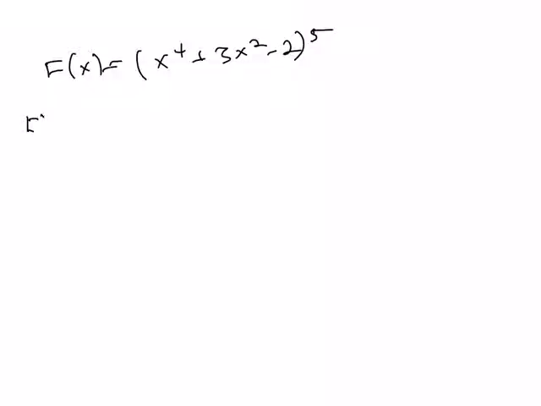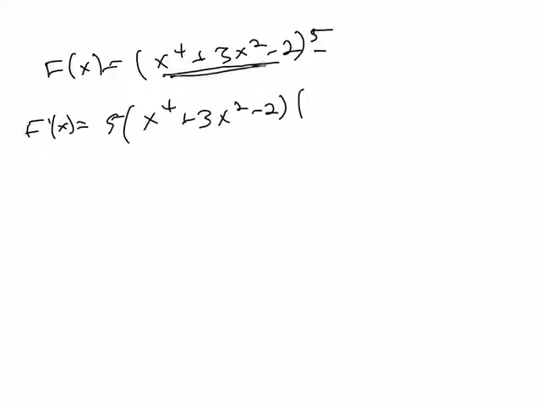So we have f prime of x. They ask us to find the derivative of this function. Okay, let me try that again. f prime of x is equal to 5, right? The 5 comes down. And inside, this can be looked at as a function inside another function. So we'll just write this out. Then times the derivative of this, which is going to be 4x to the third plus 6x.